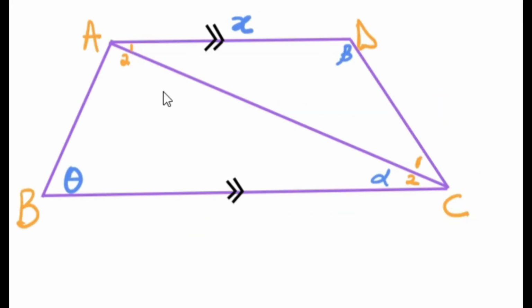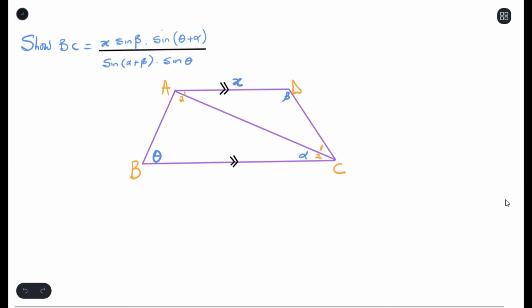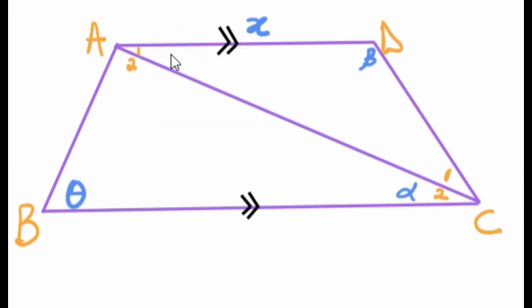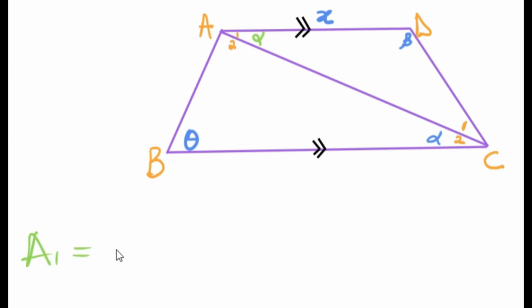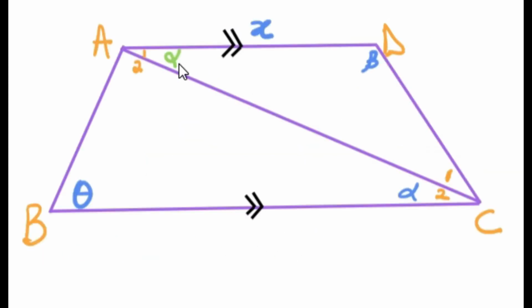Like in the previous one, we said AC was our bridge. If you're going to get AC, we understand that this here would be alpha. It is alpha because that is alternate angle. So the first thing I'm going to be writing down is A1 is equal to C2, which is equal to alpha. And the reason is alternate angles. Now that we know alpha, we'll try to find what our C1 is.